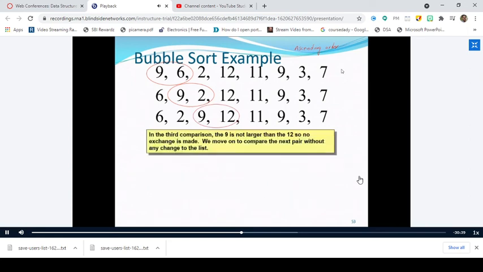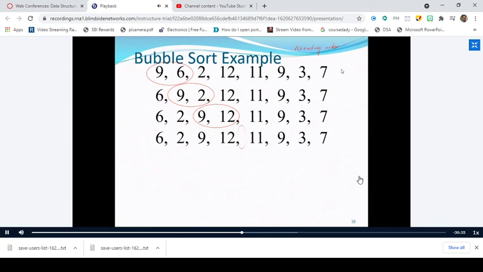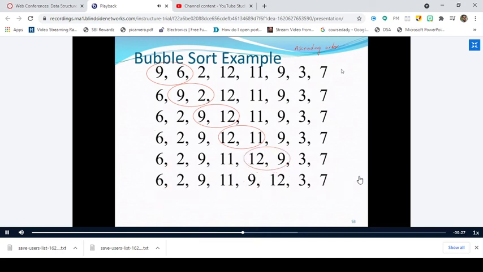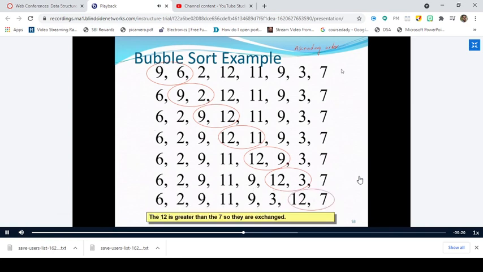Now you go for the comparison of 12 and 11. Since they are out of order, swap them. Compare 12 and 9, out of order, swap them. Compare 12 and 3, out of order, swap them. And compare 12 and 7, out of order, swap them. So this is the end of first iteration, or first pass. You can say it as first pass.